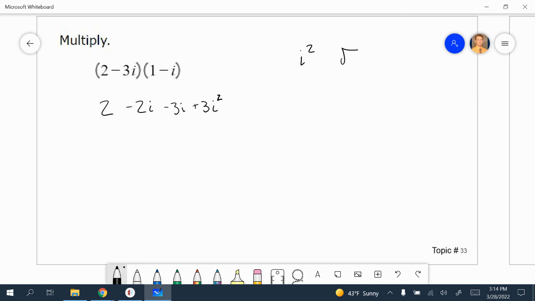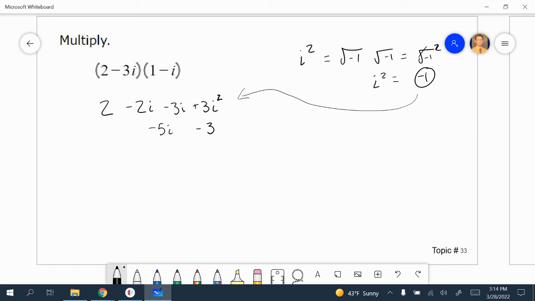i squared is really the square root of negative 1 times the square root of negative 1, which is really the square root of negative 1 squared, which would cancel the square root and the squared. We'd just be left with negative 1 as our final answer. So i squared is really just negative 1. If I apply that to this problem, really what we're doing here is we're multiplying 3. This 3 is going to get multiplied by negative 1, which makes it a negative 3. And then my inside terms I can combine to make a negative 5i.